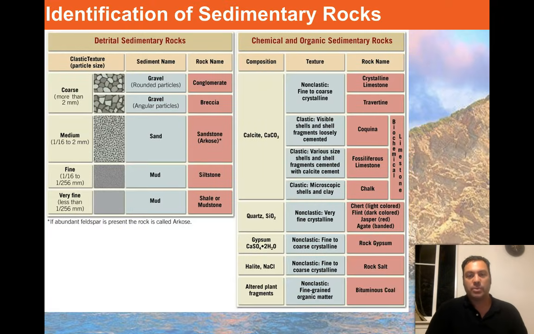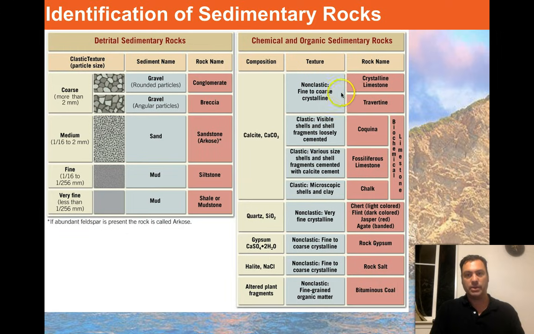So just kind of a quick review of the different kinds of rocks we've covered. We should remember that there's detrital sedimentary rocks and chemical and organic sedimentary rocks, and we should be reminded that detrital sedimentary rocks are conglomerate, breccia, sandstone, and of course arkose is important. Siltstone and shale or mudstone, all of these right here.